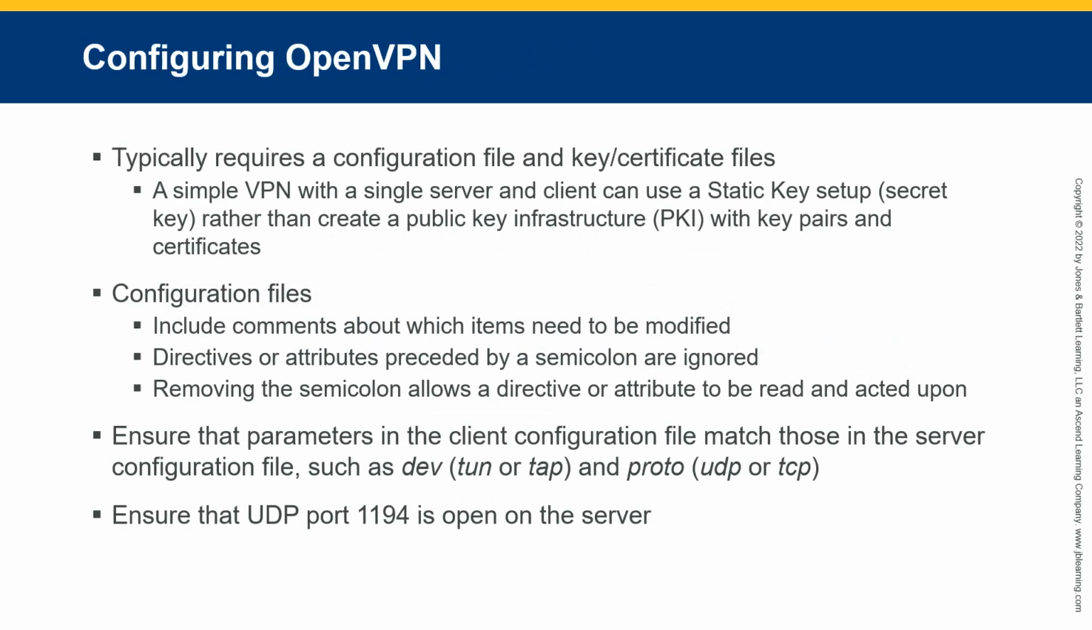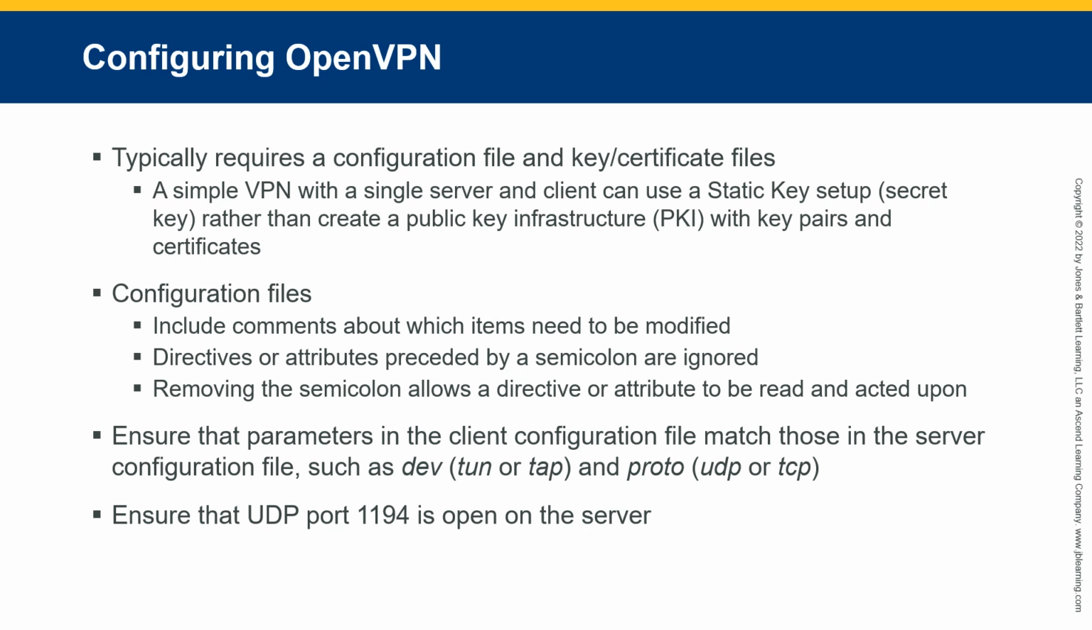All right. So we're going to configure OpenVPN. You're going to see something similar in your lab this week. So typically, this requires a configuration file and a key and certificate files. So a simple VPN with a single server and a static key setup, which is a secret key. These are often called pre-shared keys, rather than using a PKI with public certificates.